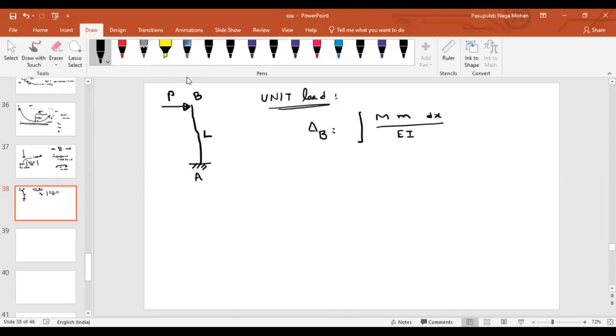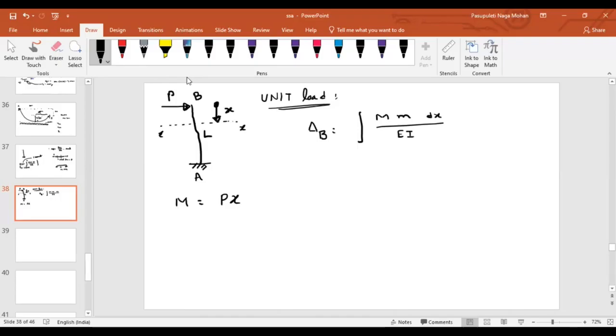Now here, as we can see, there is a beam AB. If I consider a section XX, at a distance X from the point B, can you tell me what will be the bending moment at that point? It is nothing but P into X, isn't it?